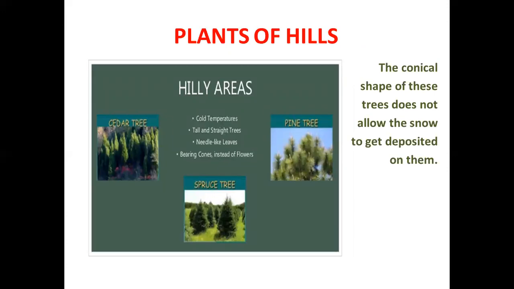cedar, pine, spruce, deodar, these are some of the plants which grow on hills, and these plants are tall, straight and generally have conical shape. These tall, straight, green, conical trees make the hills appear green and beautiful. And their leaves are narrow and needle shaped. So the conical shape of these trees does not allow the snow to get deposited on them. They bear cones instead of flowers, and they live in cold temperatures.